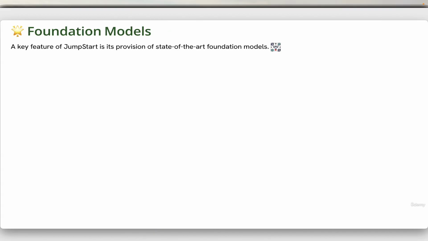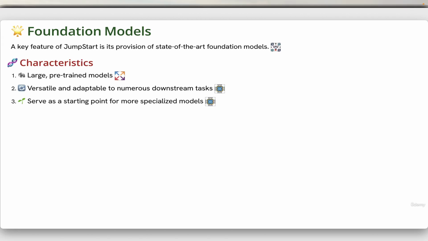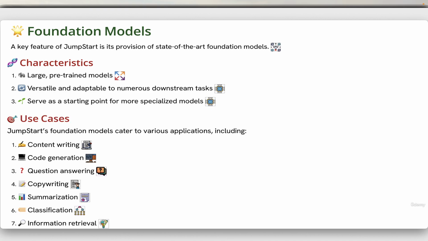So some foundation models. A key feature of Jumpstart is its provision of the state-of-the-art foundation models. And some characteristics are, they are large pre-trained models already available, and they are versatile and adaptable to numerous downstream tasks. They serve as a starting point for more specialized models. Use cases. So Jumpstart foundation models cater to various applications, including content writing, code generation, question answering, copywriting, summarization, classification, and information retrieval.